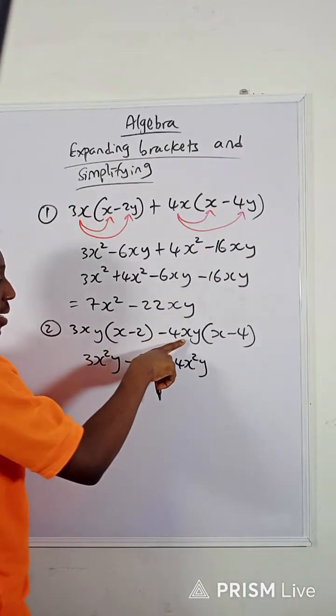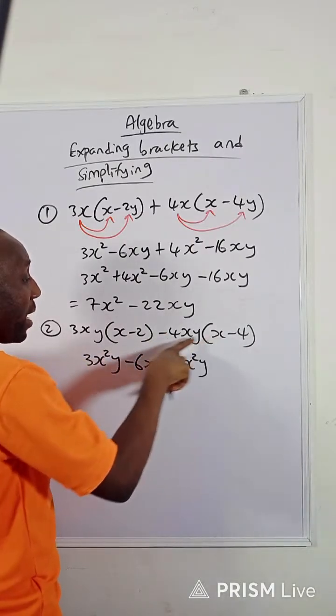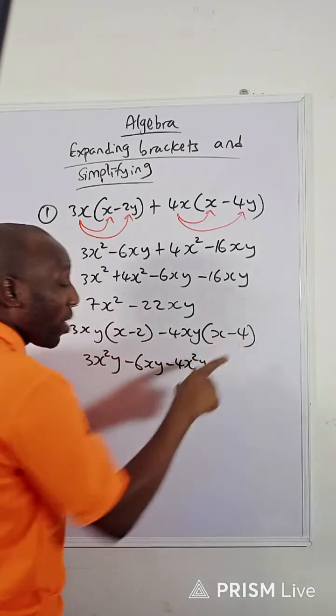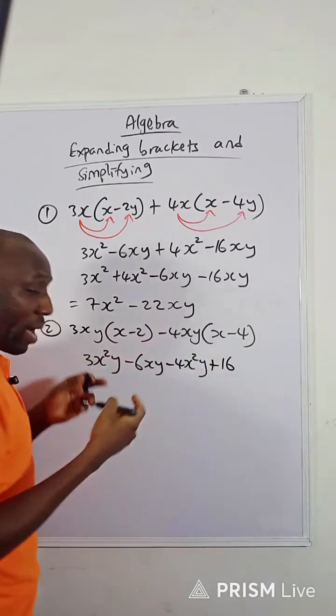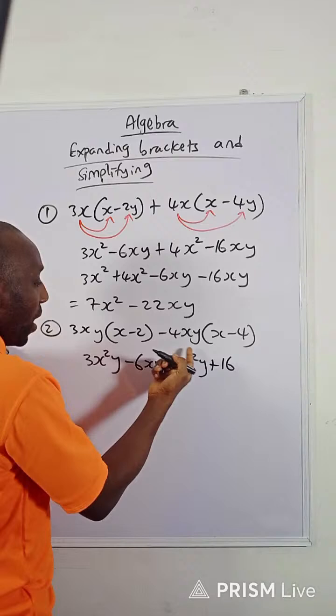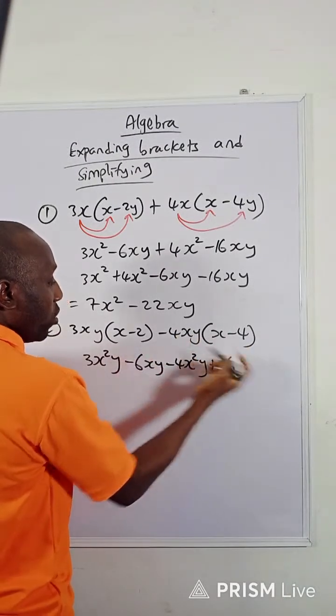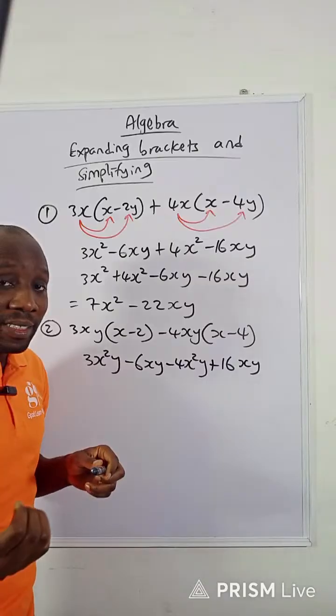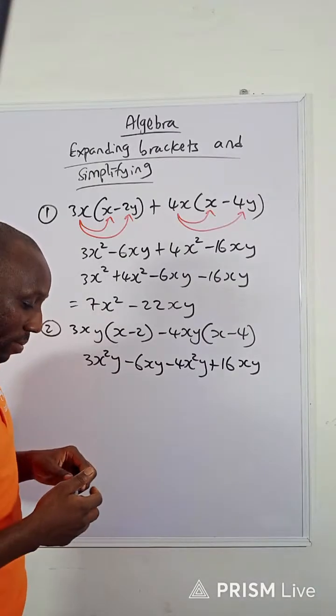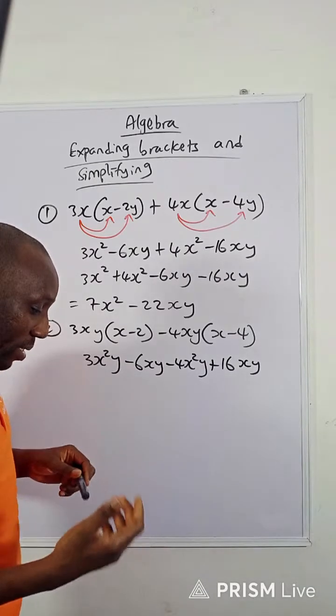And then you have negative xy times negative 4. Negative 4 times negative 4 is positive 16, because minus times minus is plus. So you have 4 times 4 is 16, then you just have xy. So what should you do next? We collect like terms.